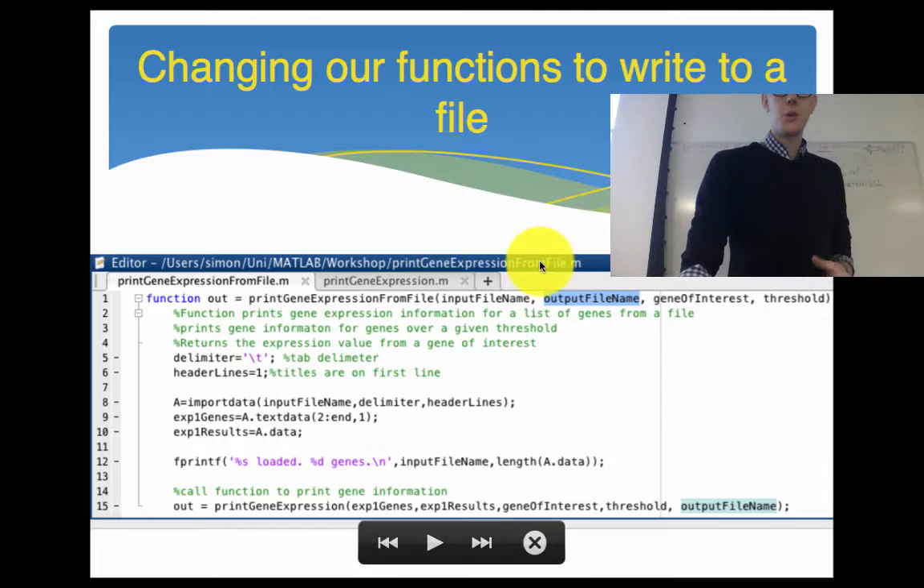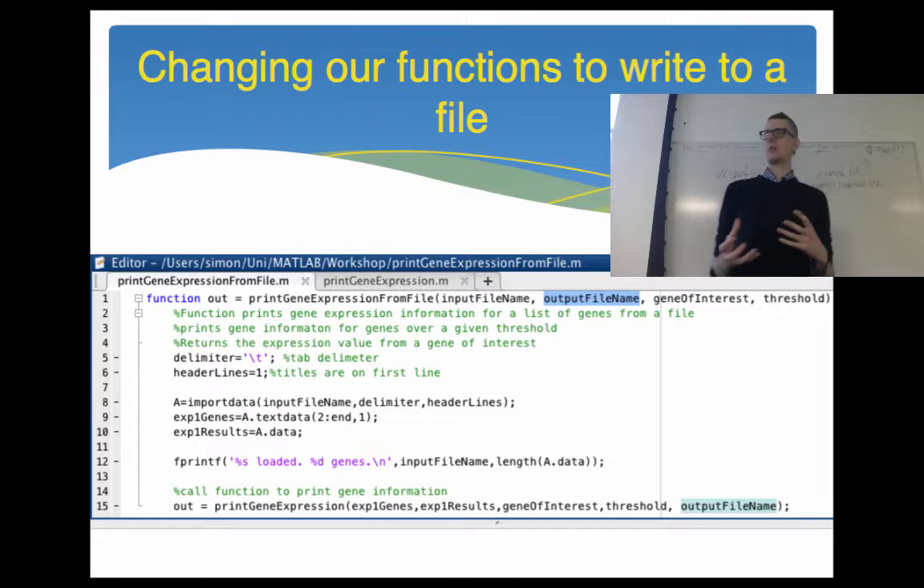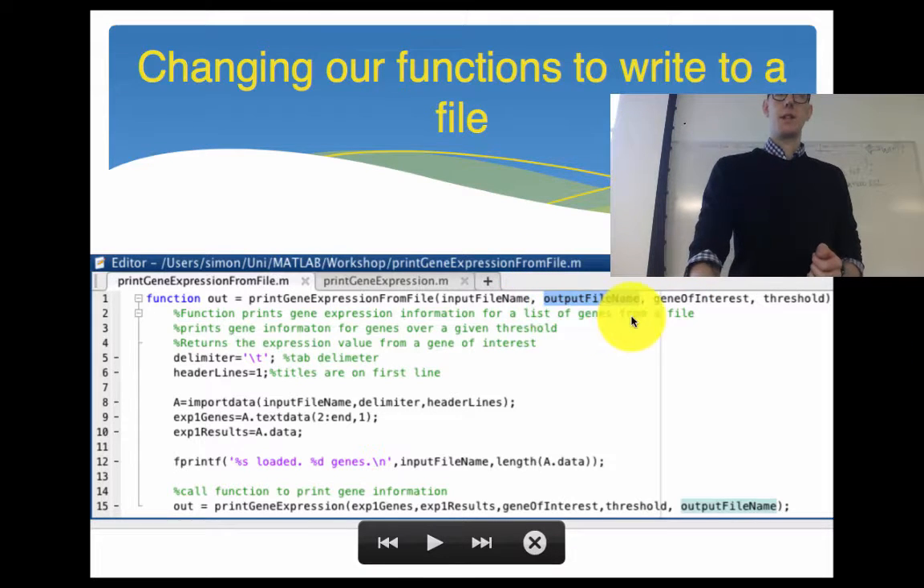And what are we going to do with this output file name variable? As you can imagine, it's going to be a string. It's going to contain the name of the file that we want to save our output to. What we're going to do is simply pass it from the input of our outer function to the input of our inner function. So it's not used in any of the code for loading the data file. All we're going to do is add it as another input to our print gene expression function.